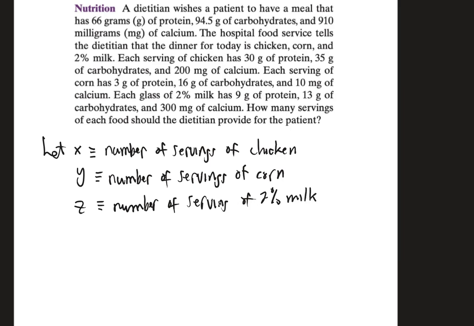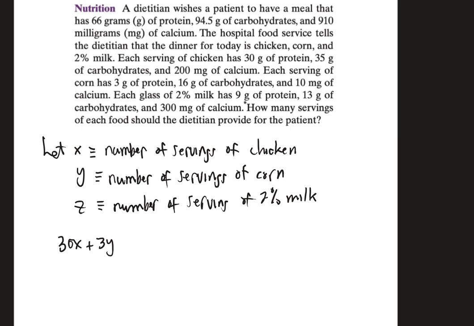All right. So what it says is each serving of chicken has 30 grams of protein. So if I take x number of servings times the 30 grams, that's how much the chicken would contribute to the protein. So let's write this down: 30x is the amount of protein that I would get from this number of servings of the chicken. Let's look at the corn. Corn doesn't have that much protein. It's only 3 grams per serving. So if I now add the corn to my meal, 3 times y.